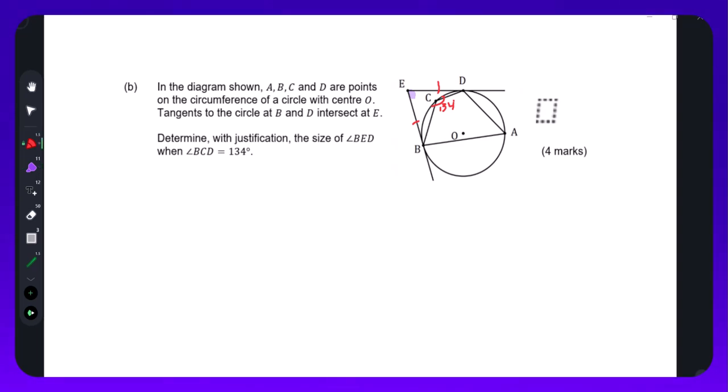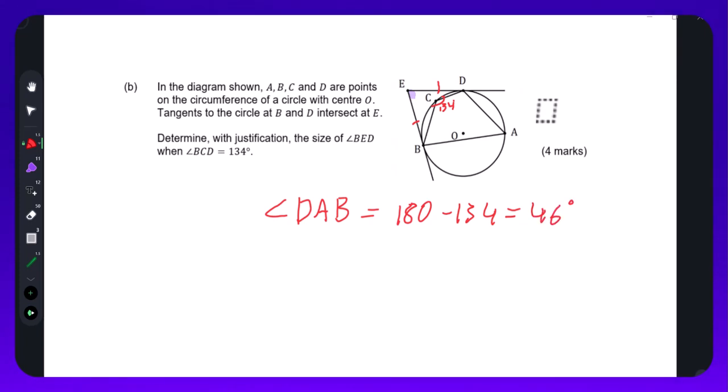Hopefully we can see that BCDA is a cyclic quadrilateral, and therefore opposite angles will have to add up to 180 within cyclic quadrilaterals. They need to be supplementary. So for angle DAB, it's going to be 180 take 134, which equals 46 degrees.